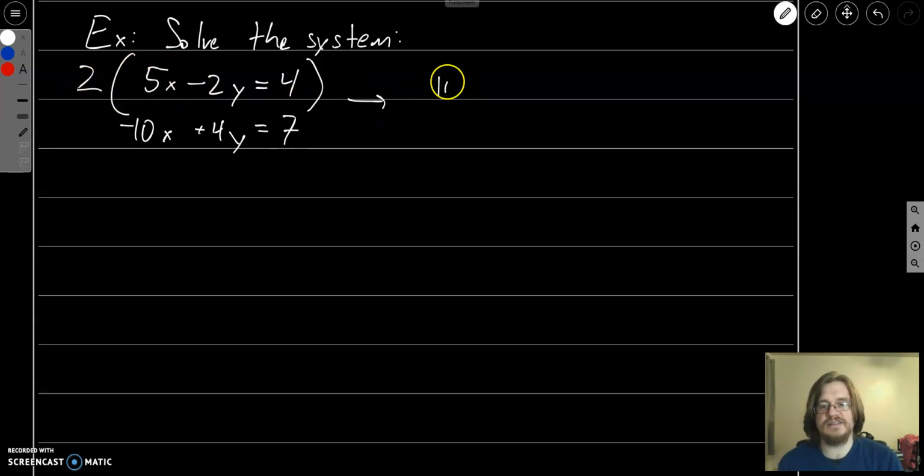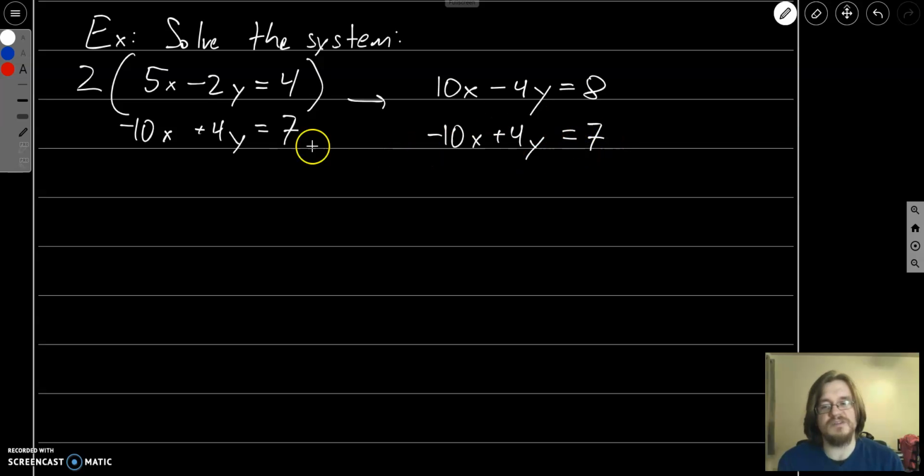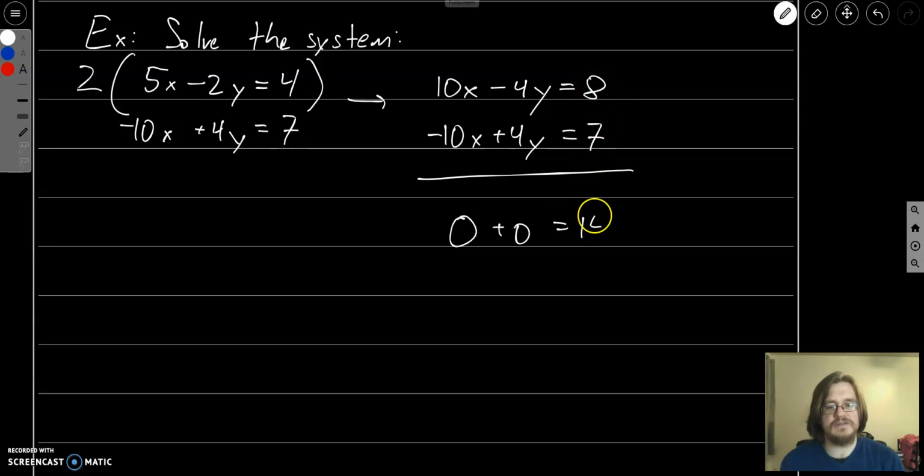2 times 5x is 10x. 2 times negative 2y would be negative 4y. And 2 times 4 is 8. And then the bottom, I'll have negative 10x plus 4y is equal to 7. I didn't multiply the bottom equation by anything. So what happens when I add these two together? 10x and negative 10x, well, that just adds up to 0. Negative 4y and 4y, that adds up to 0. And on this side, I've got 8 and 7, and that adds up to 15.